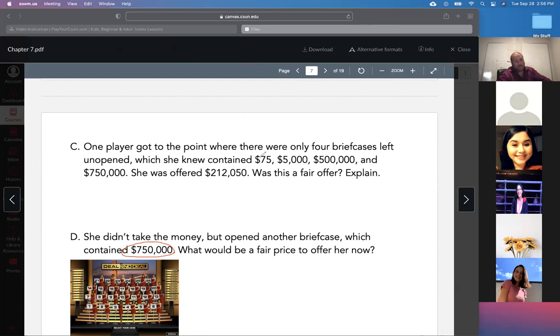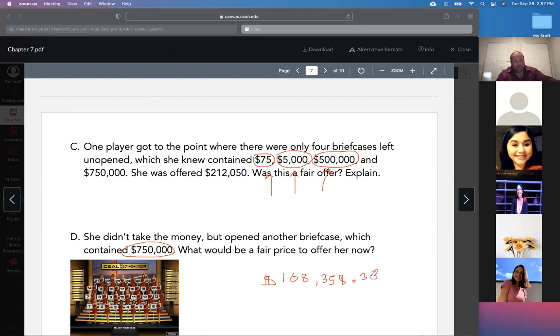Leaving you with 75, 5,000, or 500,000. What will be a fair price now when you only have these 3 options left? 168,358.33. And where do you get that from? I added the 3 and then divided by 3. Yeah, so now a fair price would be $168,358.33. Of course, they're not going to offer you that much.